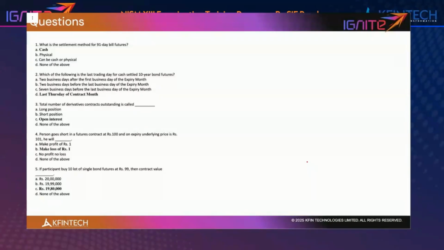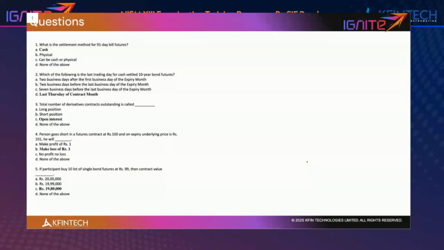Which of the following is the last trading day? Last trading day in India is the last Thursday of the contract month. So that we know from our F&O, that in India, the last trading day or cash settlement day is the last Thursday of the contract month. So half of you have got it right. Most of you have entered the wrong option, which is the second one, 2 business days. Then the total number of derivative contracts outstanding is called open interest, which most of you have got correct.